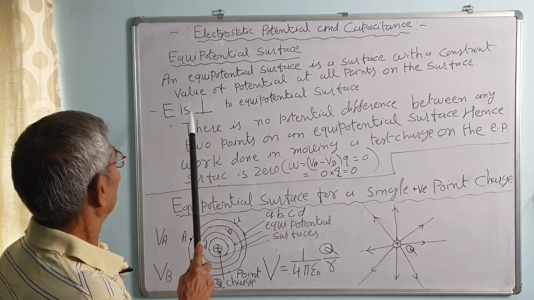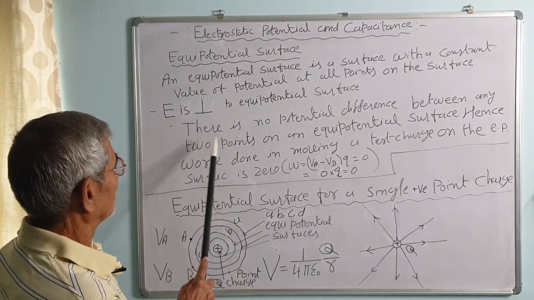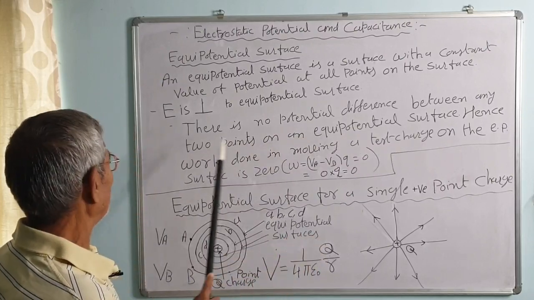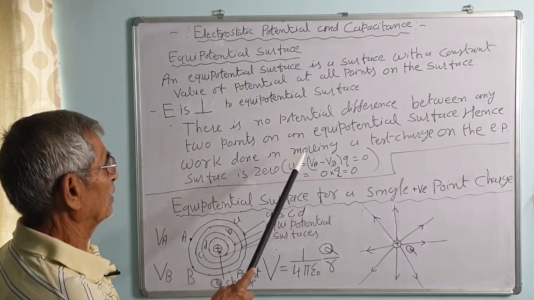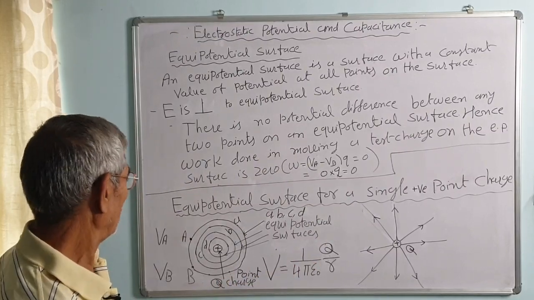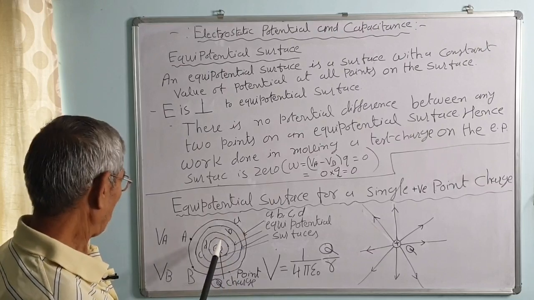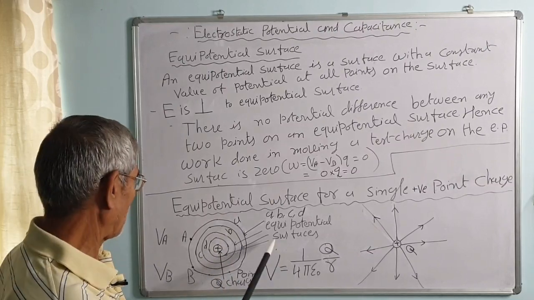Equipotential surface. An equipotential surface is a surface with a constant value of potential at all points on the surface. The E is perpendicular to the equipotential surface. There is no potential difference between any 2 points on an equipotential surface. Work done in moving a test charge on an equipotential surface is 0.